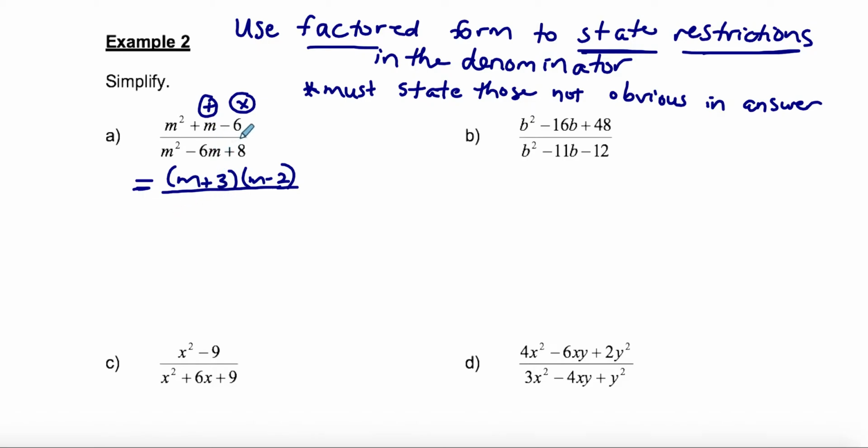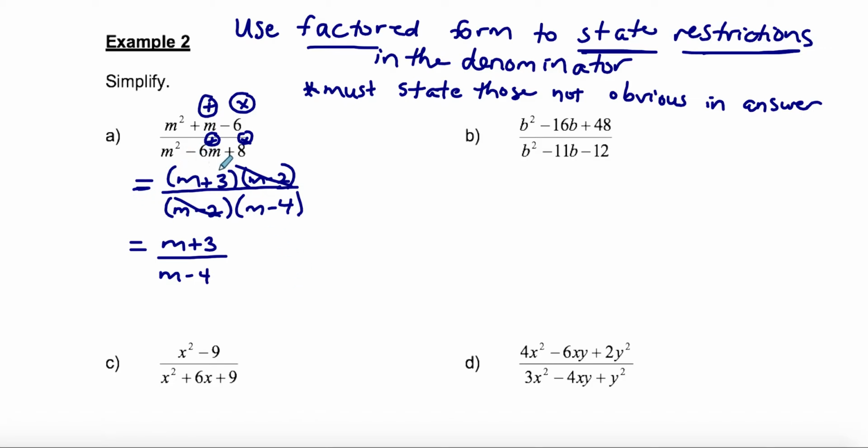And then the denominator, what multiplies to give me 8 and adds to give me -6. 2 times 4 is 8. So if I had a -2 and a -4, I would get -6 if I add them and +8 if I multiply them. So there is factored form right now. And we're going to do the same thing as we were doing. I can cancel those out. Isn't that awesome? And so my final answer in simplified form would just be m plus 3 over m minus 4. But there's an issue here.